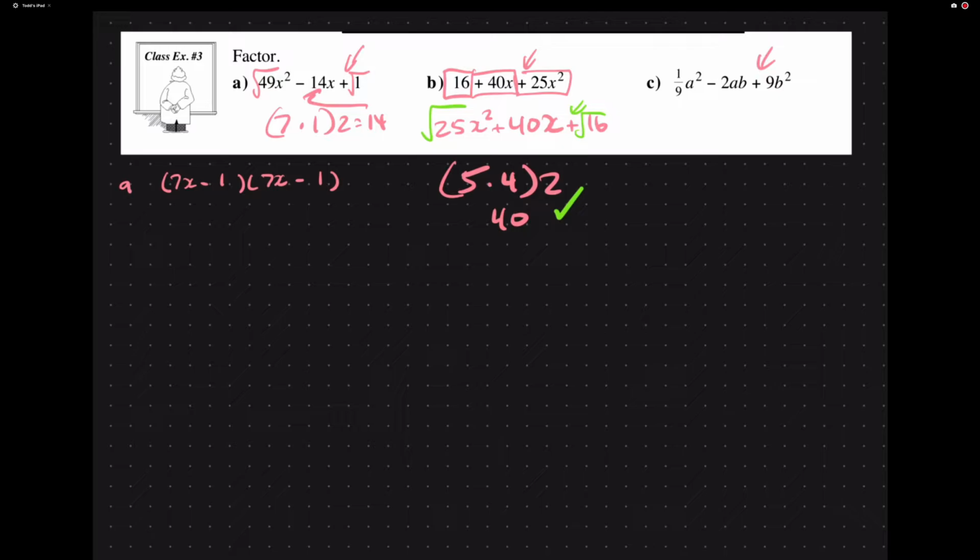Again, this is example B. So I should be able to put that into two binomials with a 5x. 5x, signs are the same, they're both positive, and the square root of 16 is 4, and there we go.